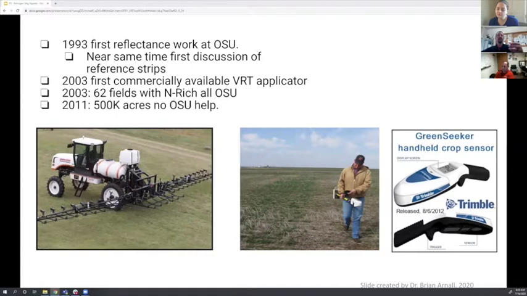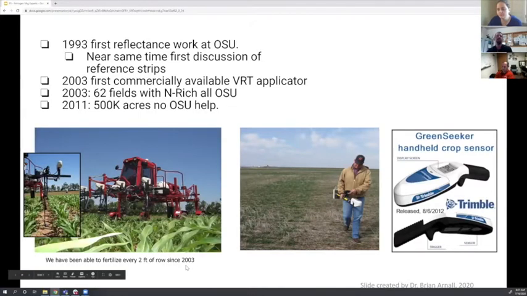In 2003, OSU made its first efforts to put out enriched strips in farmers' fields, and there were 62 fields that a master's student applied at that time. By 2011, there were about 500,000 acres of strips throughout Oklahoma and Kansas that were applied with no help from OSU. At the last check, we have about 1 million acres throughout the Great Plains utilizing the enriched strip.